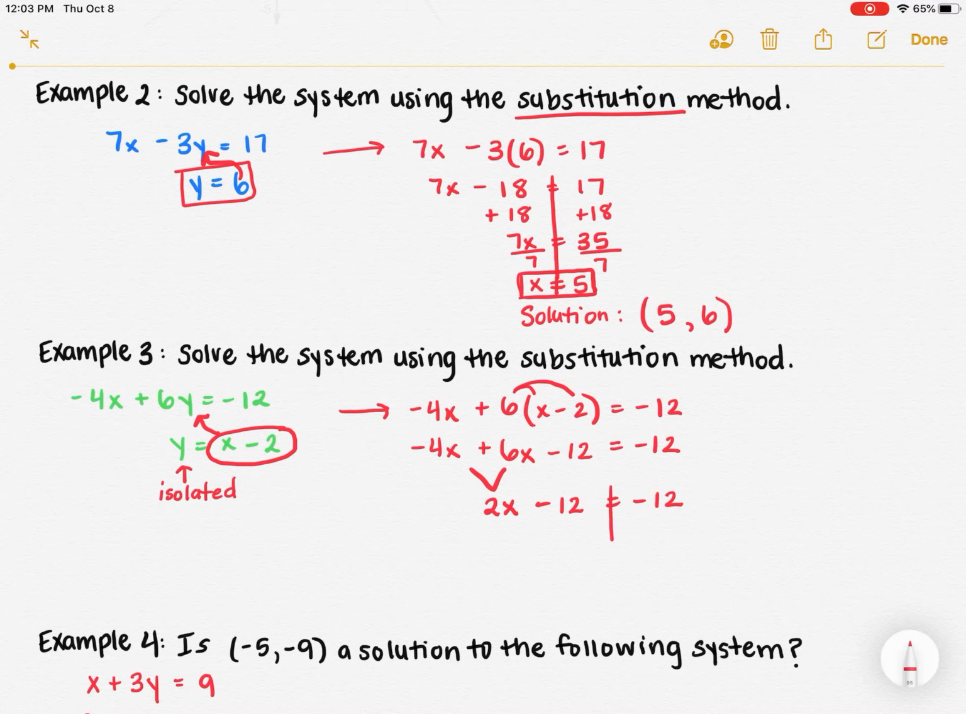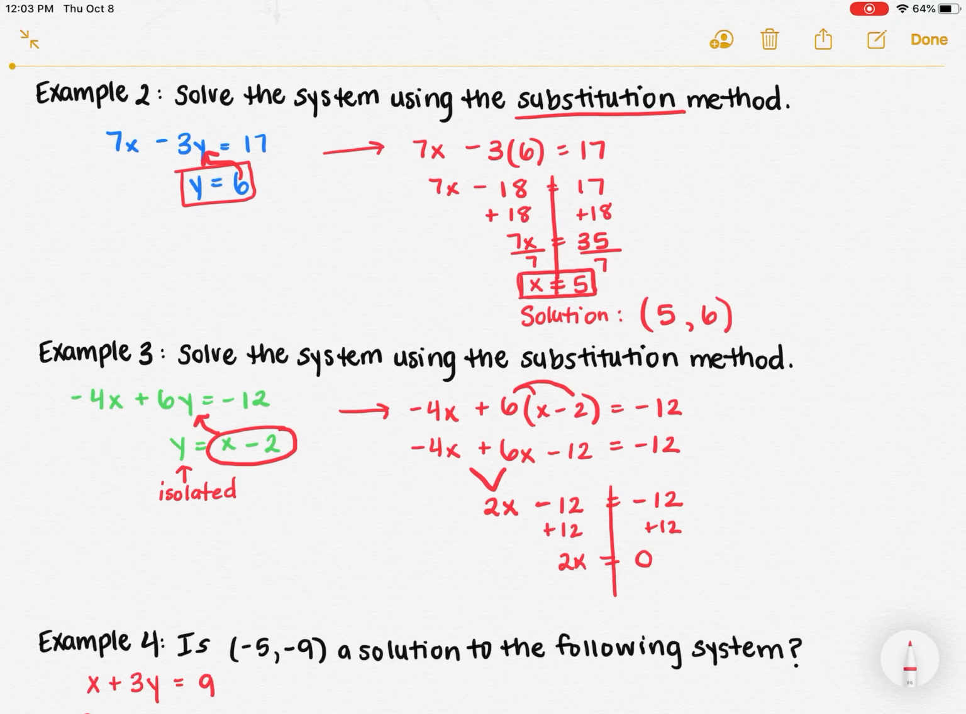I need to solve for x. So I'm going to add 12 on both sides. Negative 12 plus 12 actually gives us 0. So I carry down my 2x on the left, and then I end up with 0 on the right.